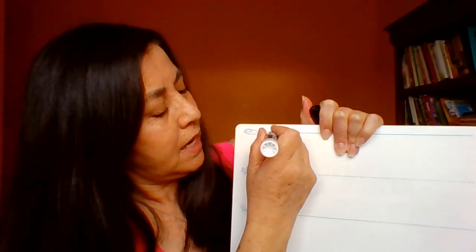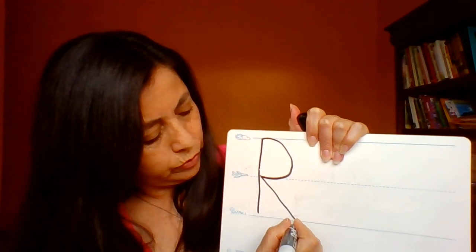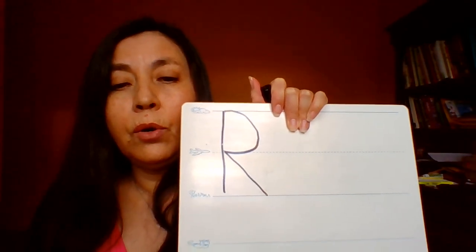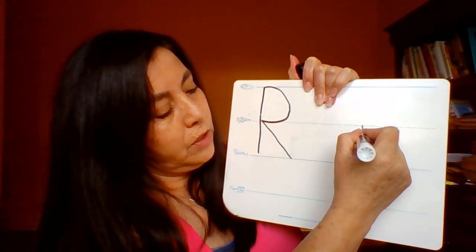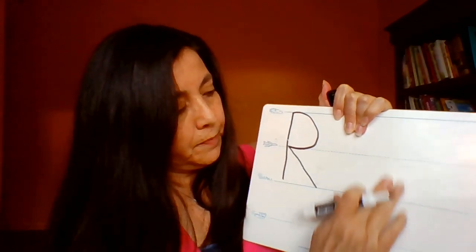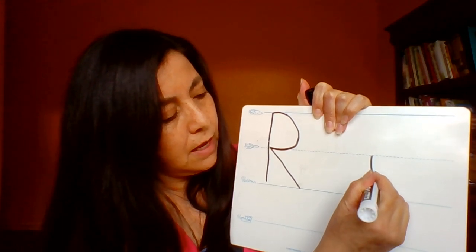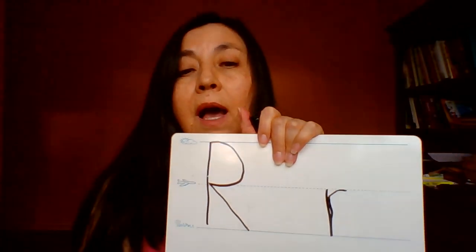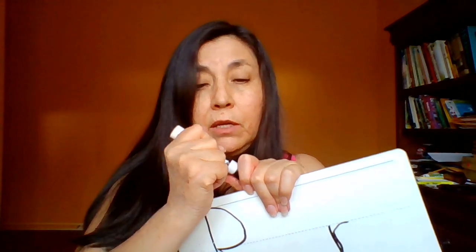Then go to the skyline and go around to the plain line and down to the grass line. Say R, rad, R. Okay, this is the capital letter now. We're going to do the lowercase. Plain line down to the grass line. Trace back up and make a little curve. Say R, rad, R. Now click your markers.